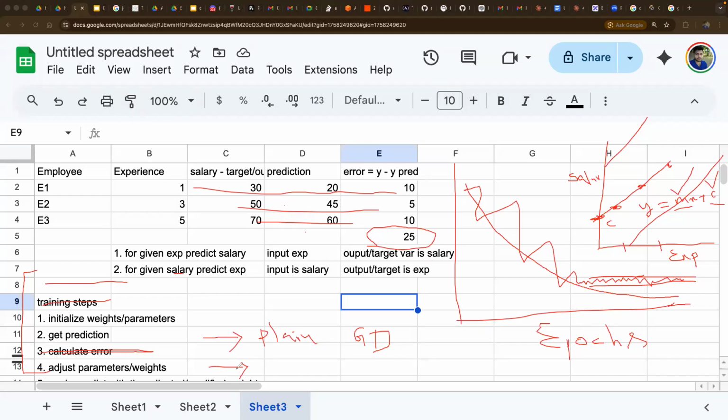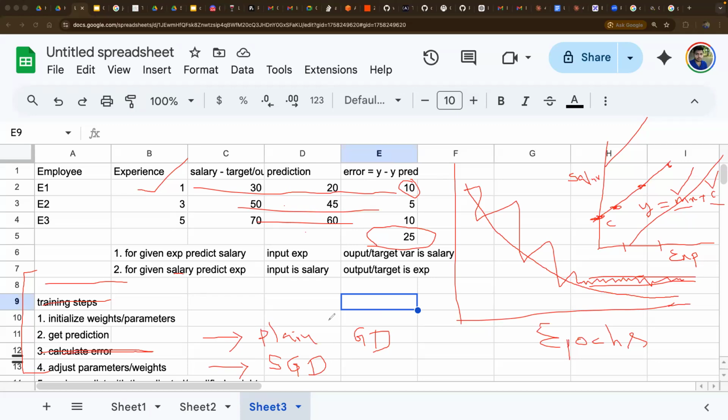And another approach people follow is they calculate the error for one data point, for this one data point alone, that is 10. Then that's all, they will adjust the weights, this M and C, the initialized weights. That is called stochastic gradient descent, SGD. So here for each and every data point, we calculate the error, we adjust the weights. We calculate the error for the next data point, again we adjust the weights. If we are doing that, then that is called stochastic gradient descent.